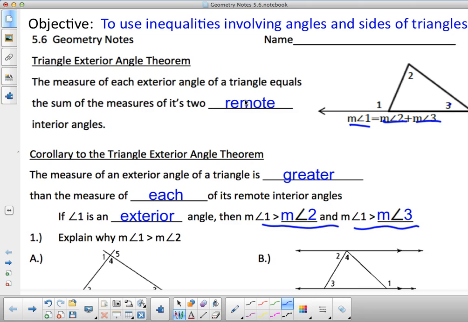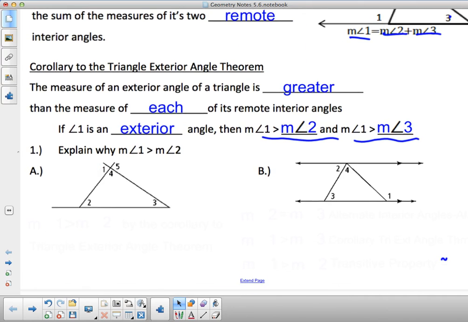How will this come up in a test or a quiz? I'll say, hey, in the diagram, what do you know about angle 1 and angle 2? Angle 1 would be the exterior angle, and angle 2 will be one of the remote interiors. Your answer will be, well, the measure of angle 1 is greater than the measure of angle 2. That's what we're going to be showing. So with that idea in mind, looking at the diagram, explain why the measure of angle 1 is greater than the measure of angle 2.